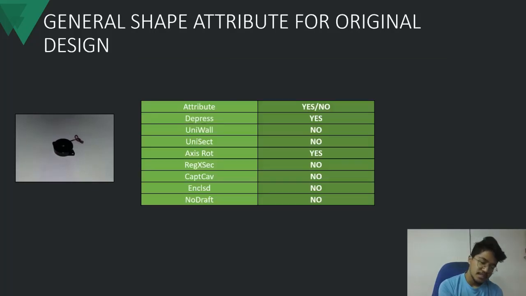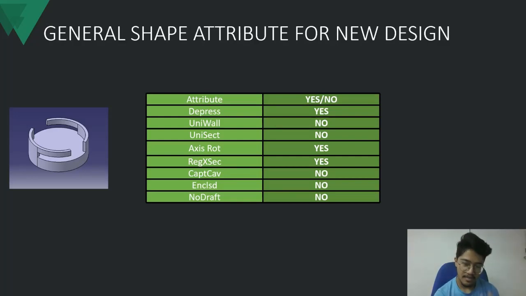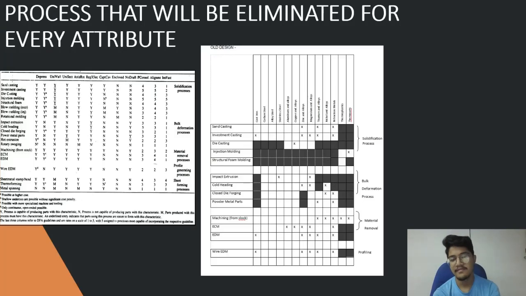So for the original design, depression is yes, uniform wall is no, uniform section is no, axial rotation is yes, regular cross-section, captured cavity, enclosed, and no draft is no. Whereas for the new design, the depression is yes, uniform wall is no, uniform section is no, axial rotation is yes, regular cross-section is yes, captured cavity, enclosed, and no draft is no.